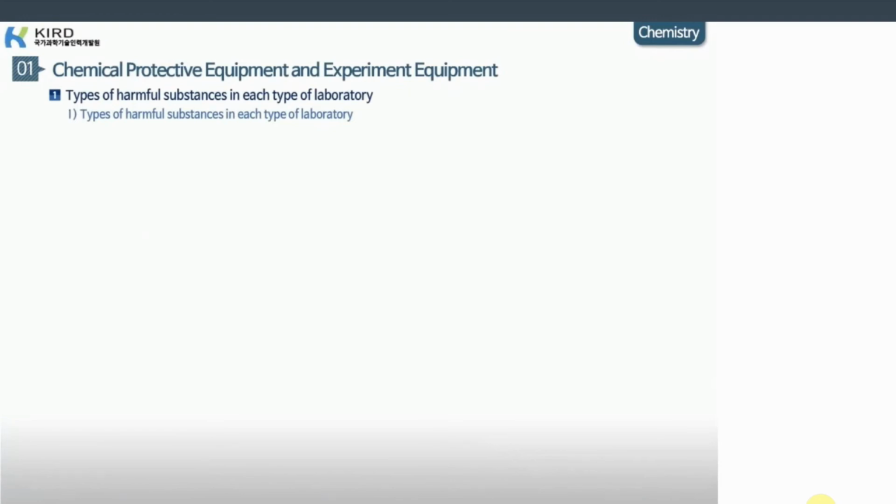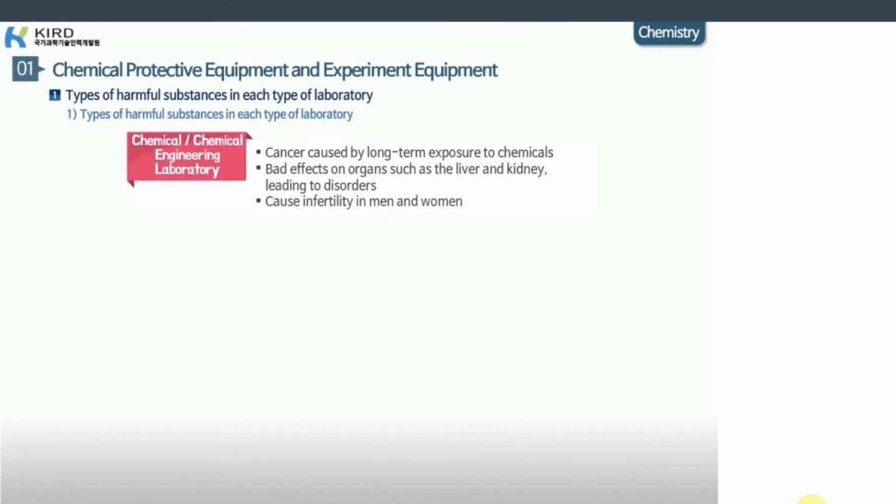Each lab mainly carries out tests using different chemicals, which can vary due to the use of different harmful substances. Chemical and chemical engineering laboratories can cause cancer by long-term exposure to chemicals and have bad effects on organs such as the liver and kidneys, and can cause disorders and even infertility in men and women.